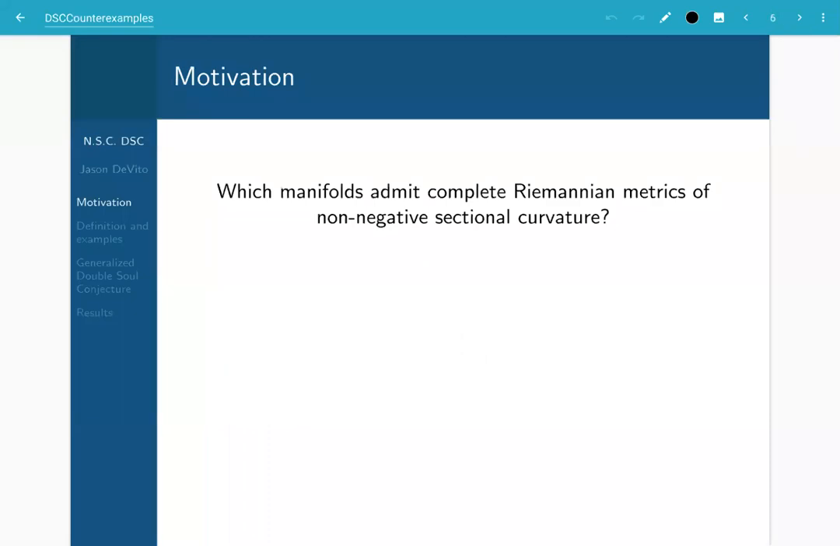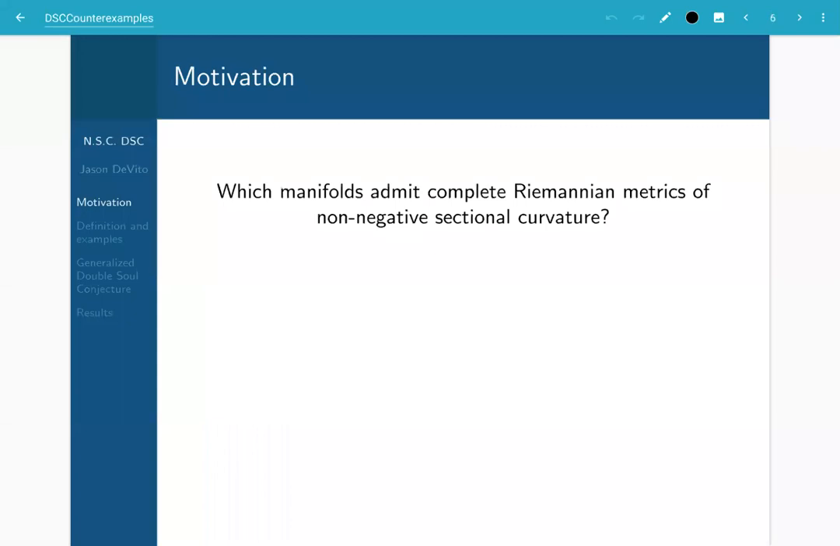So in some sense, my main motivation, the question that I'm always thinking about and tailoring all my research towards, is answering this fundamental question, which has been asked since the idea of Riemannian metrics has been around. Which manifolds admit complete Riemannian metrics of non-negative sectional curvature? And I will often leave out the adjective sectional. For purposes of this talk, curvature is always going to refer to sectional curvature.